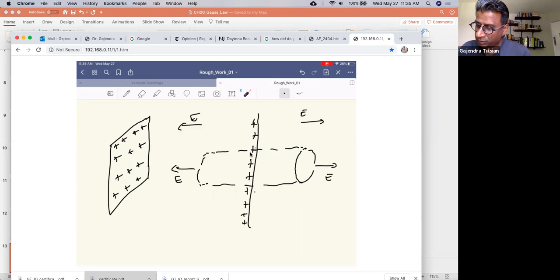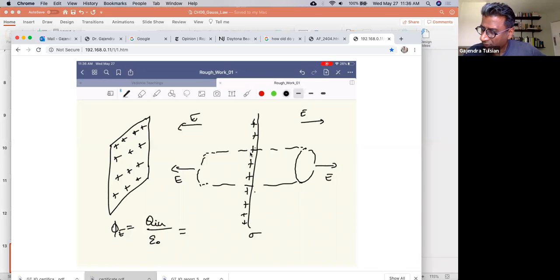Now, what does Mr. Gauss say? The charge on the surface is characterized by the charge density. Mr. Gauss says that the flux through that surface is equal to the charge inside divided by epsilon naught. Now the charge inside is this sheet, and if A is the area of this face, it's sigma times A divided by epsilon naught.